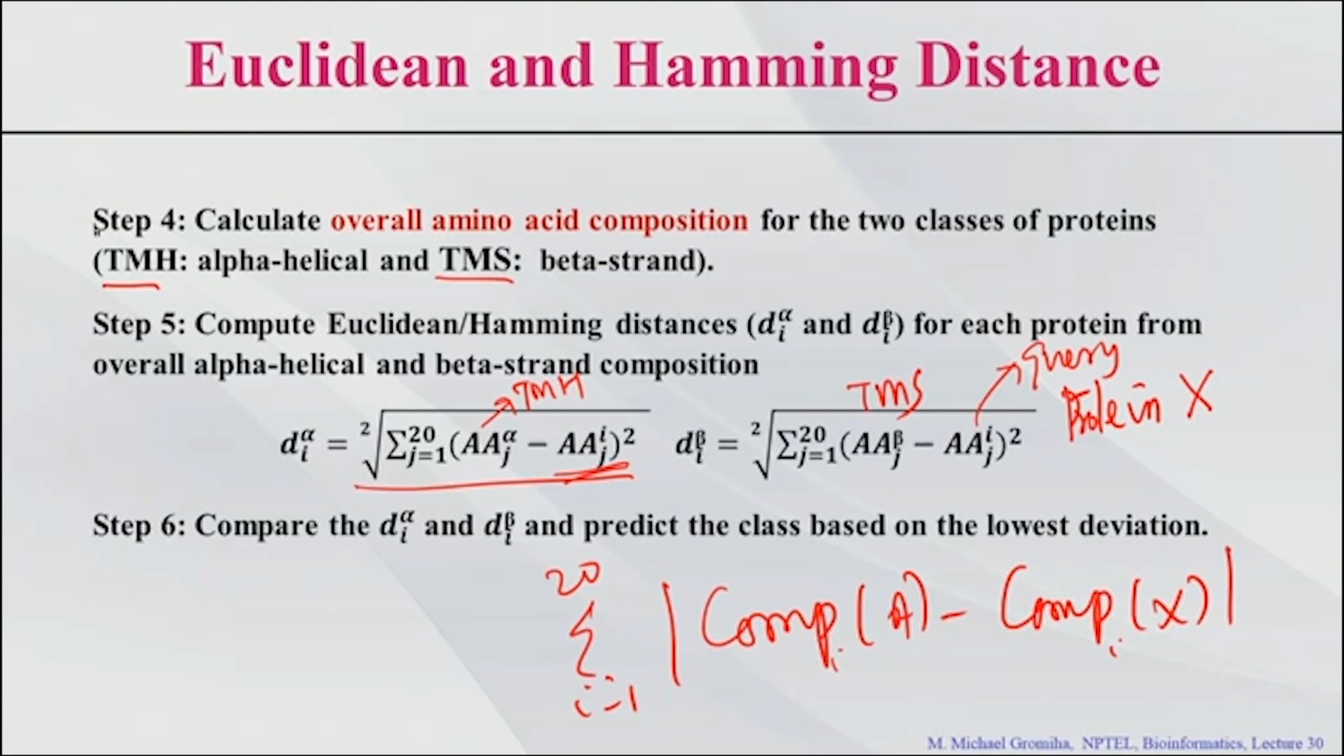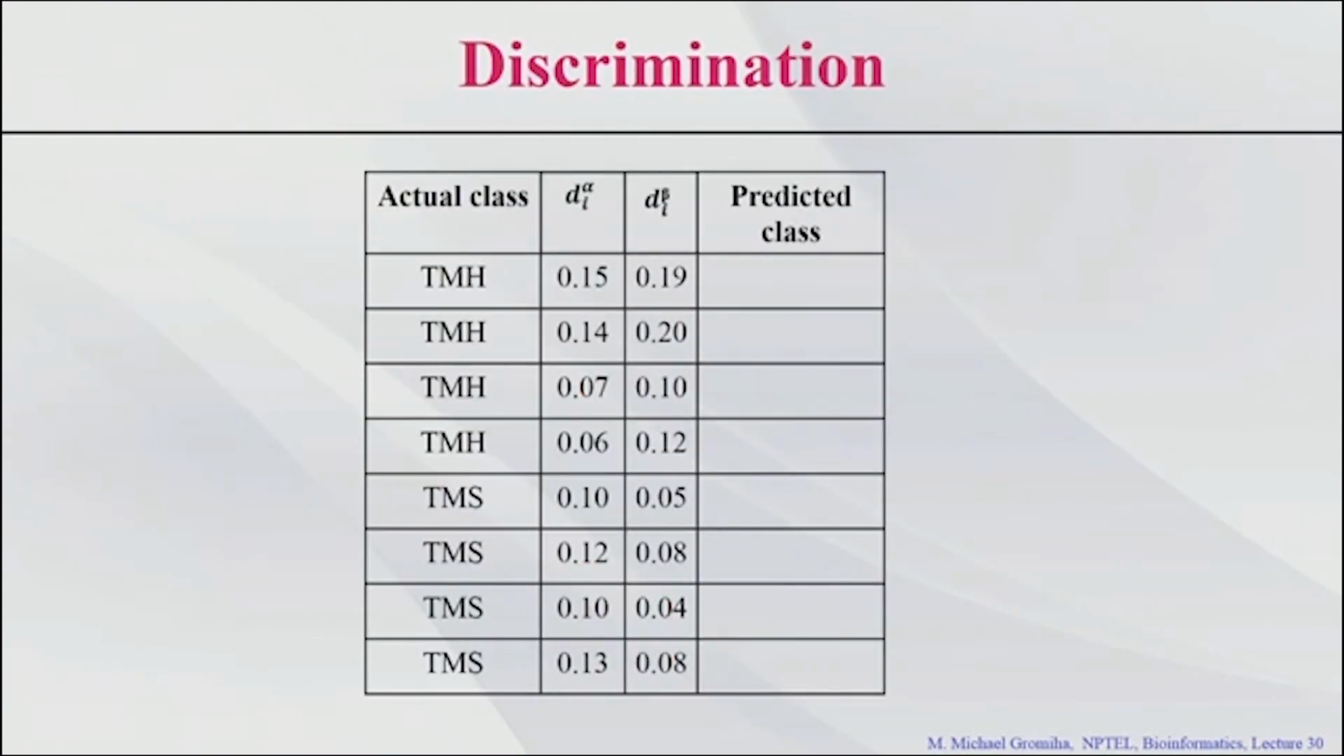Then you compare these two, d alpha I and d beta I, whether obtained from the Euclidean distance or the Hamming distance, and it will tell you whether your protein is TMS or TMH. For example, for these values, the alpha value is 0.15 and the beta is 0.19. So, what is the predicted class? TMH. Second one? TMH. Third one? TMH. Fourth one? TMH.